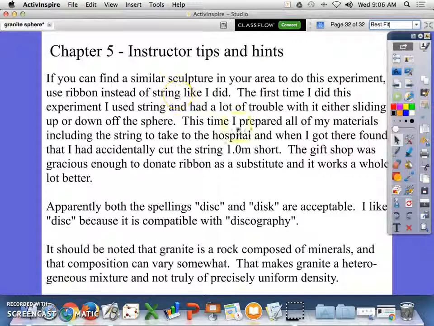Okay, make sure you use a ribbon instead of a string. There's a story behind that, but we stumbled onto that one by serendipity. Disc and disk are both spellings, as far as I can tell, and are okay. Notice that granite is a rock, and rocks are composed of minerals, and the composition of that can vary somewhat. So that makes granite a heterogeneous mixture technically. It's not a truly precise uniform density.